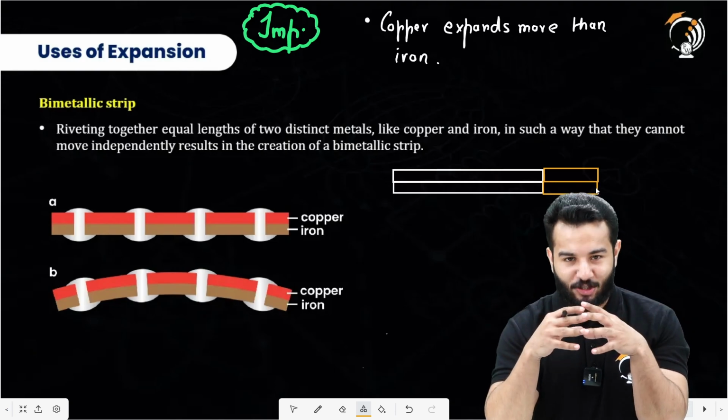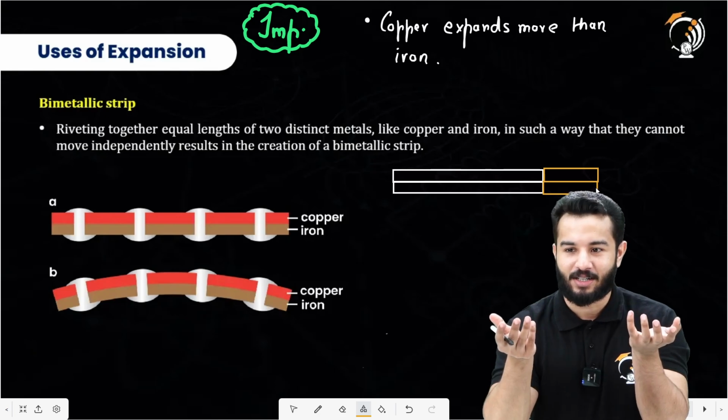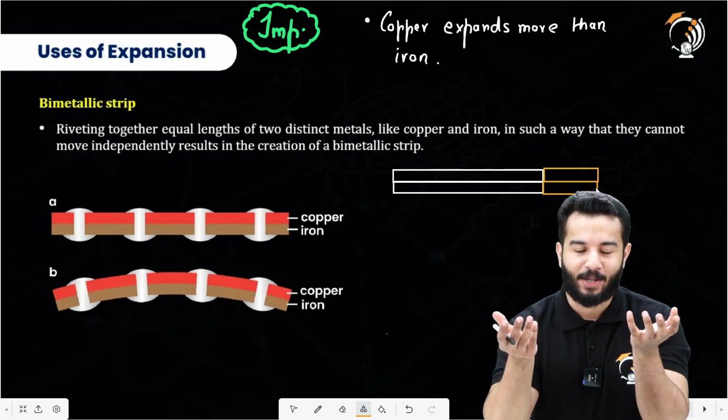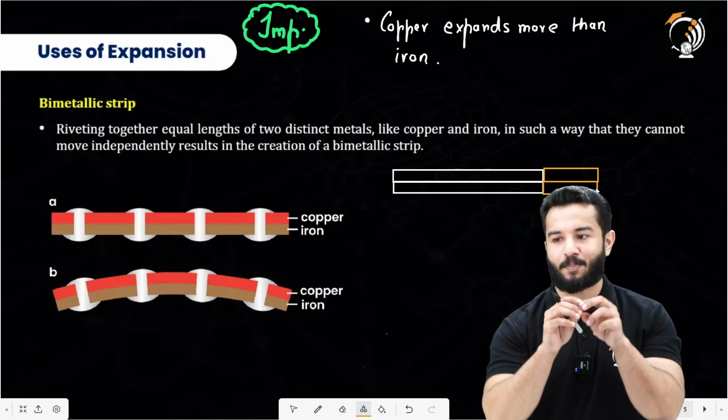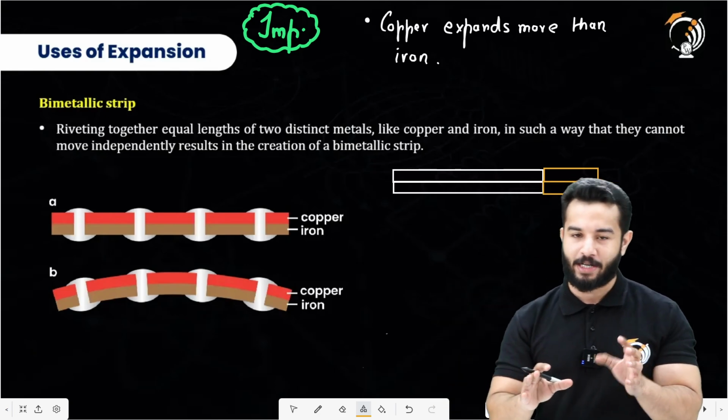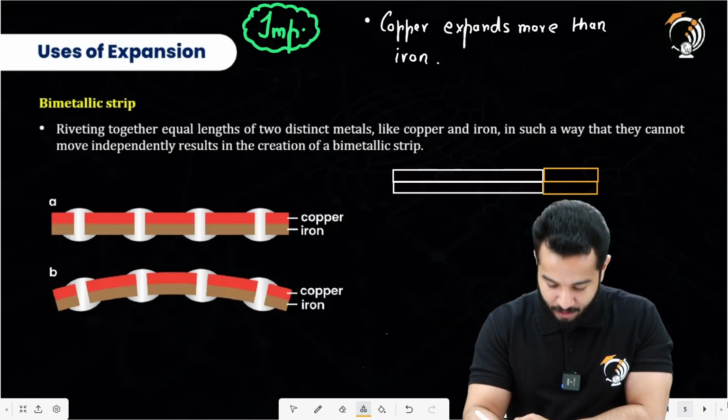That's why it tries to bend the other metallic strip, right? So this is the idea behind it. If they both are of the same material, it will just expand linearly. It's not going to bend. So we need to actually use a bimetallic strip.